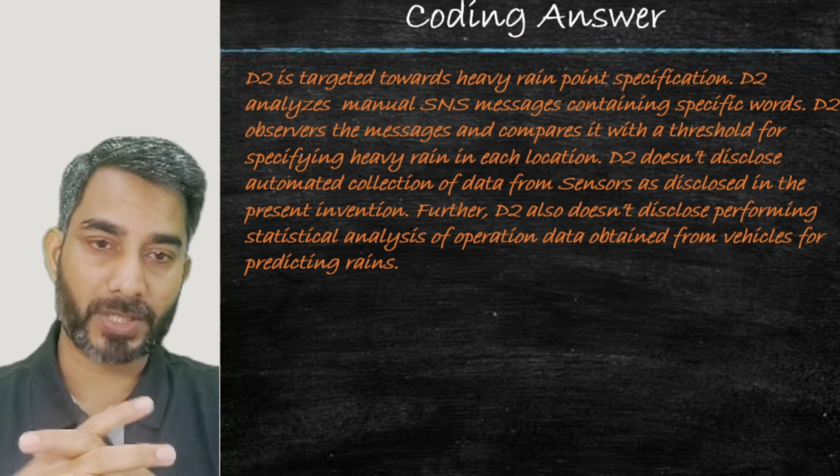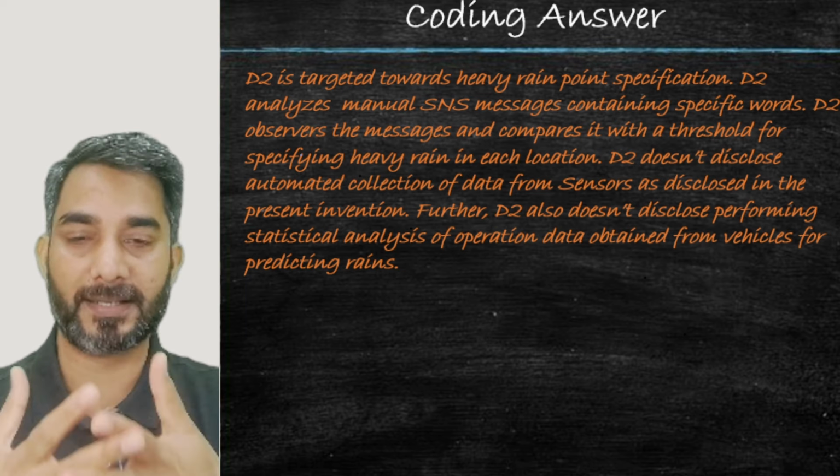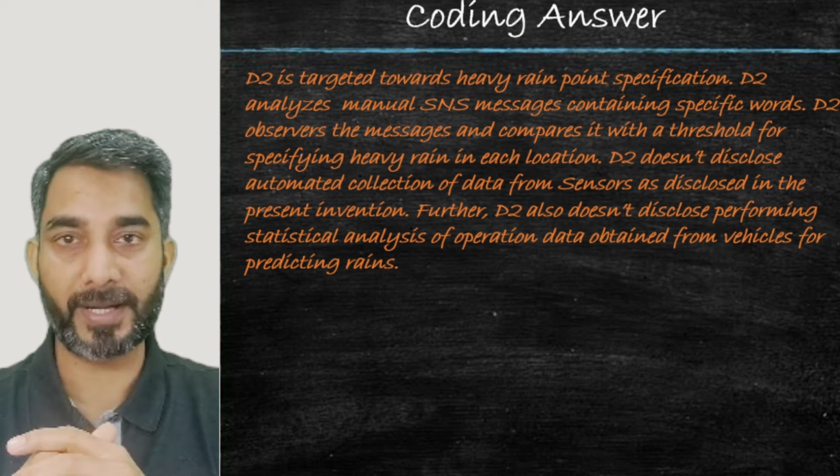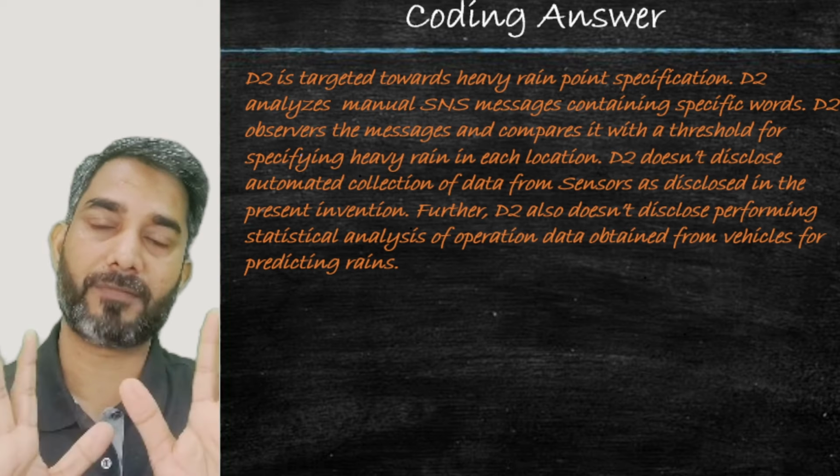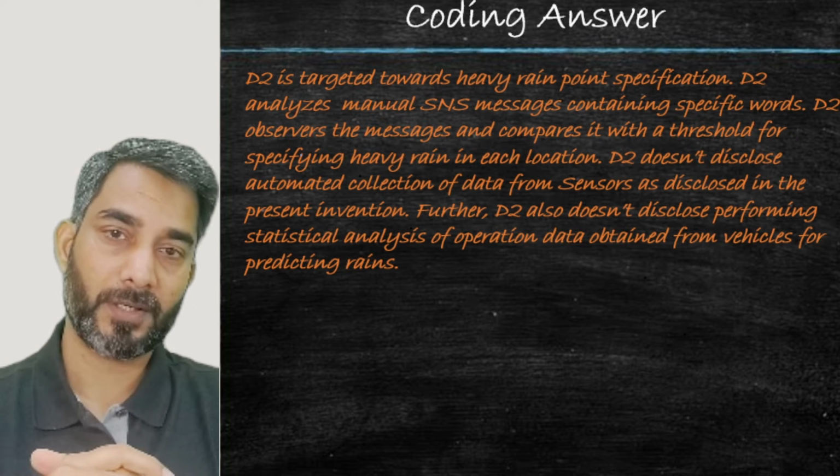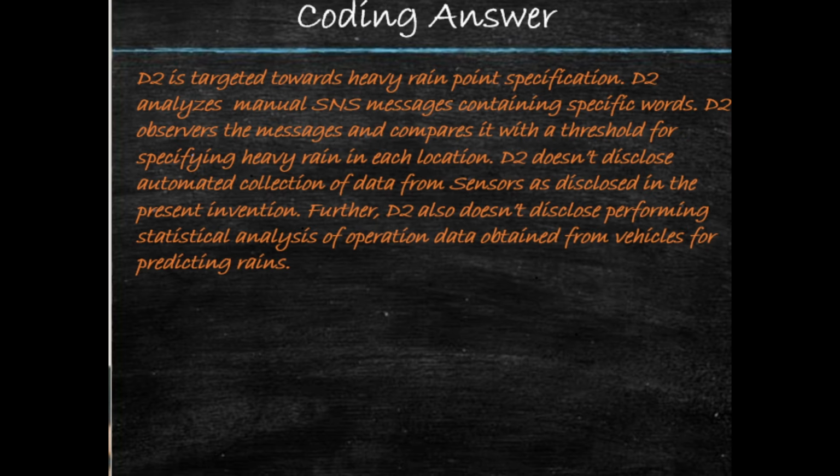Further, D2 also doesn't disclose performing statistical analysis. Again, we are talking about how we are doing it, right? So these are the two aspects because of which we have established the novelty of our invention. The next step is to evaluate the inventive aspect of it. Now that could be a little tricky here. Why? Because D1 talks about wiper data and D2 talks about rain related data. So using both of these, can you come up with your invention? So what could be the technical aspect that we are going to harp on? Let's see.